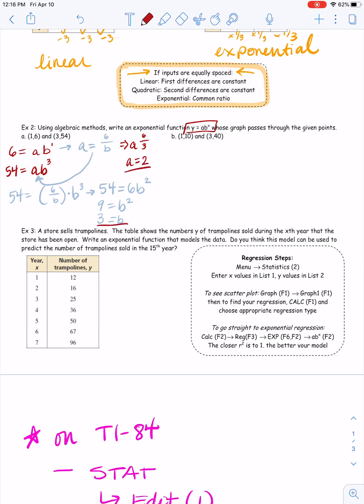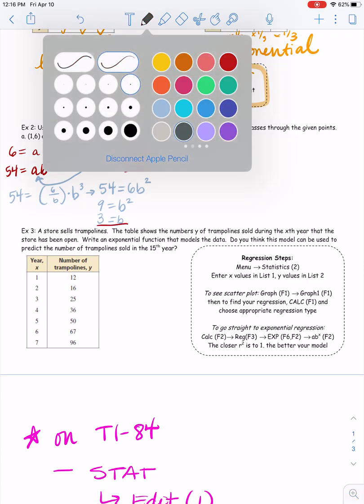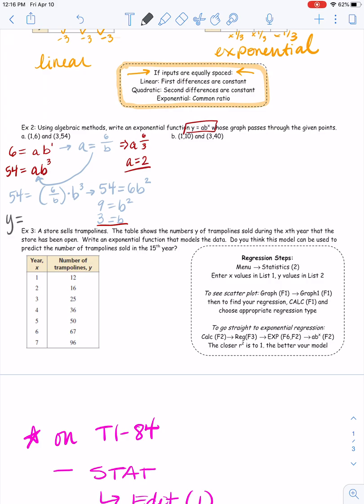So now that I know my a value and my b value, I can put it all together and say y equals a times b, which is 3, raised to the x power. And you can leave it like that, 2 times 3 to the x, or you might see it written in parentheses, 2 times 3 to the x. Whatever you want to write it in, that's totally fine. Just remember, you cannot rewrite that as 6 raised to the x power. Okay, so let's try it again in part B.